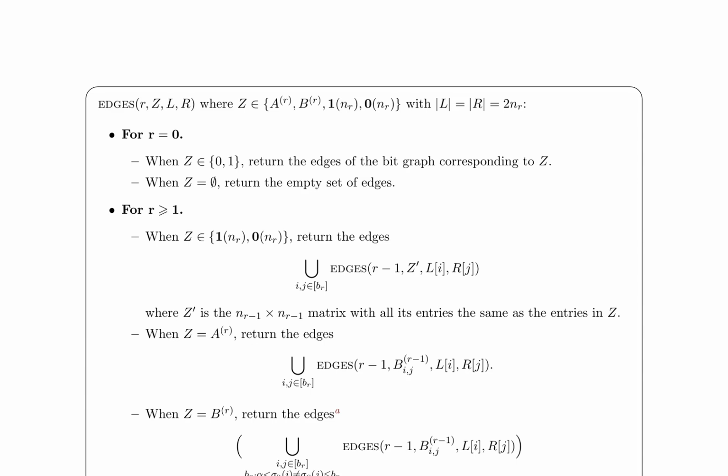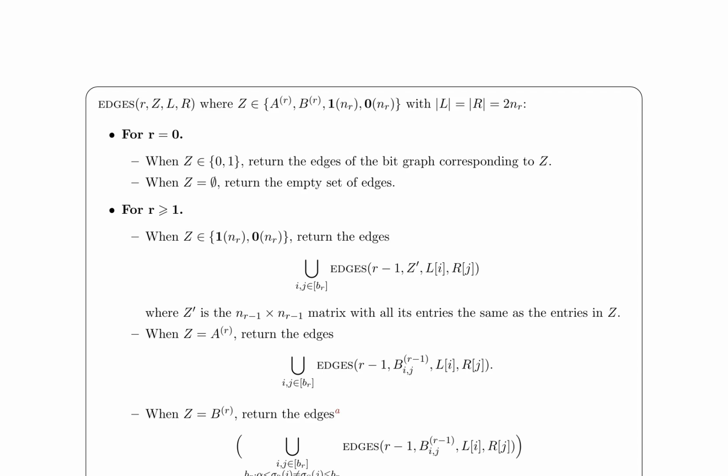When Z equals B_R, return the edges for i, j element of B(R) with sigma_R(i) not equal to sigma_C(j), edges_{R-1}(B_{R-1}^{i,j}), L_i, R_j, union the edges for i, j element of B(R) with sigma_R(i) equals sigma_C(j), edges_{R-1}(A_{R-1}^{i,j}), L_i, R_j.